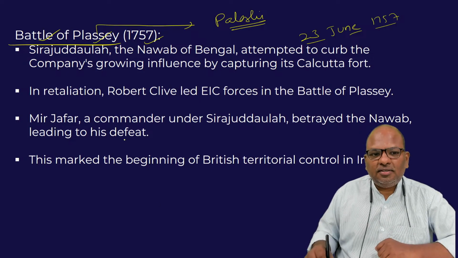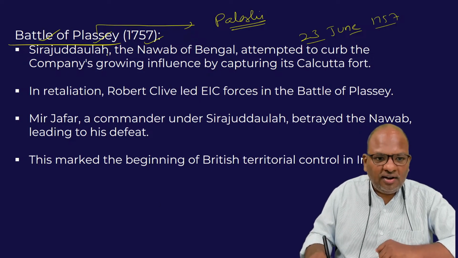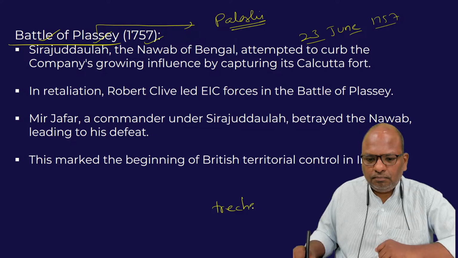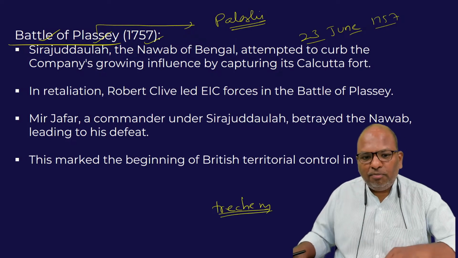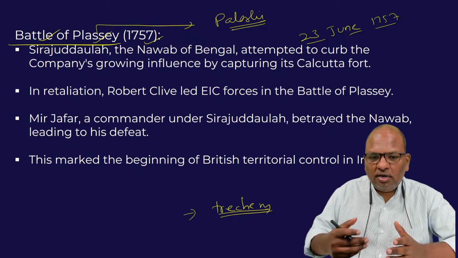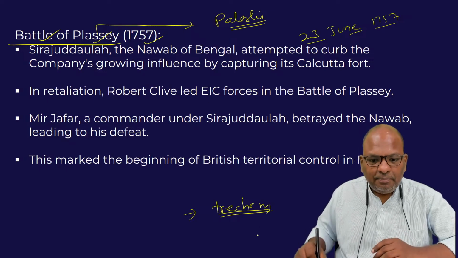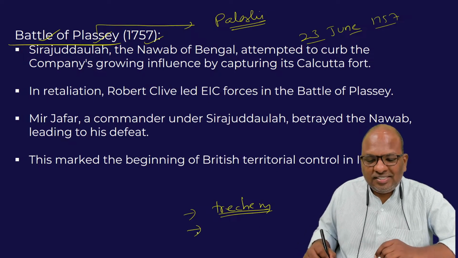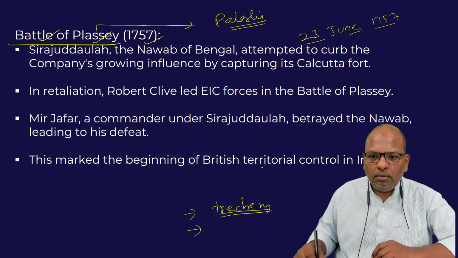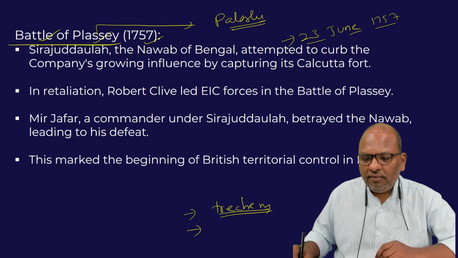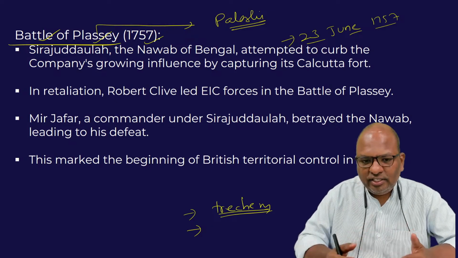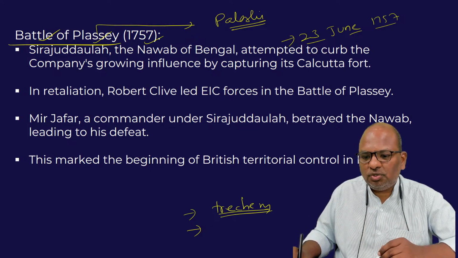The point is, the British won the Battle of Plassey through treachery. Before the war actually began, before the beginning of the war on 23rd June 1757, the British entered into a secret arrangement with the officers of Sirajuddaula.